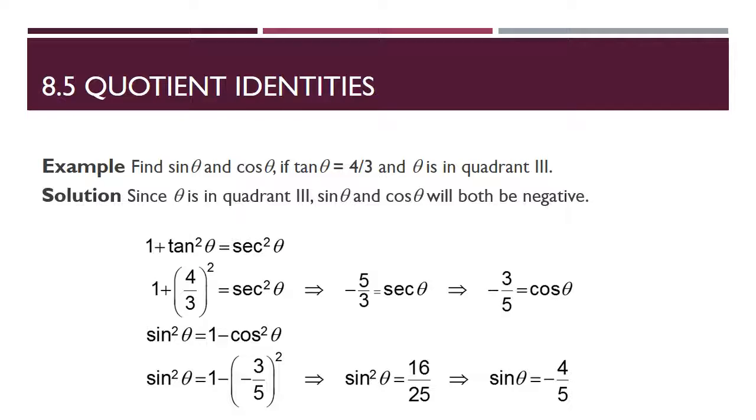And then we can use our other Pythagorean identity, sine squared plus cosine squared equals 1, or they actually flipped it around here. What they did was they subtracted the cosine squared from both sides and put in the negative 3/5, and we find, again, that the sine squared is 16/25, but it's in quadrant 3. So when we take the square root, go with the negative square root, it'll be negative 4/5.